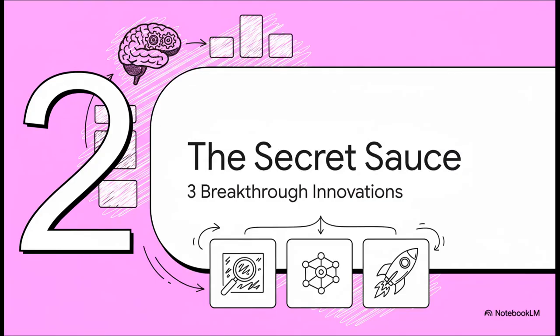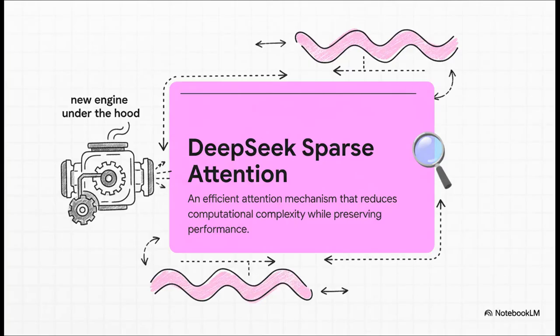Okay, so the big question is, how on earth did they do it? The secret sauce, it turns out, is in three key breakthroughs, and each one is designed to directly attack one of those problems we just laid out. Let's get into it. First on the list is something called DeepSeek Sparse Attention, or DSA for short. You can think of this as the brand new engine under the hood. It's a totally redesigned way for the AI to pay attention and process information, and it's especially good with really long stuff, like huge documents or long-winded conversations.